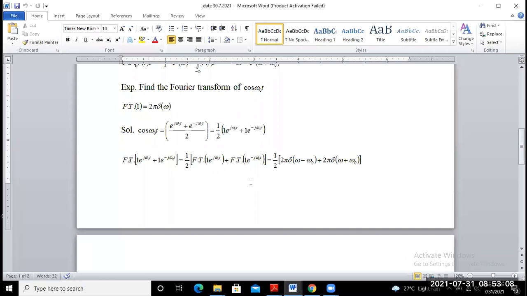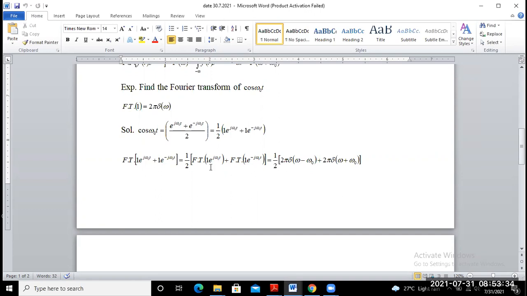Okay. So up to this part we already discussed in the last class, is it not? The Fourier transform of this one is 1 into e to the power j omega naught t plus 1 into e to the power minus j omega naught t, and this 1 by 2 is taken outside. So Fourier transform of 1 into e to the power j omega naught t plus Fourier transform of 1 into e to the power minus j omega naught t.